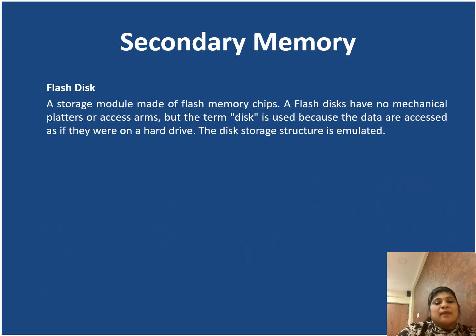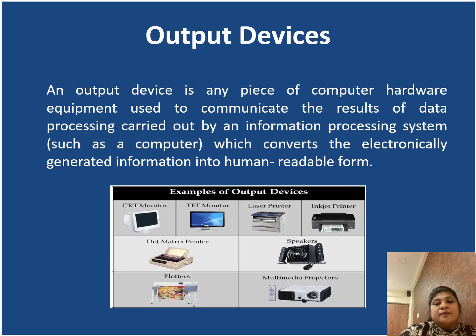So secondary memory also includes the flash disk. It is a storage module made of flash memory chips. A flash disk has no mechanical platter or access arm, but the term disk is used because the data are accessed as if they were on a hard drive. The disk storage structure is emulated.